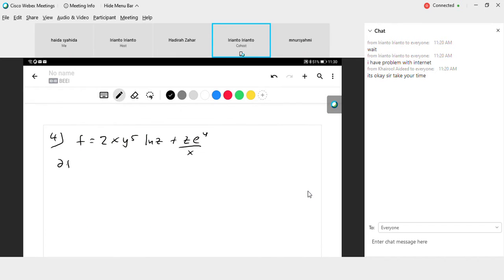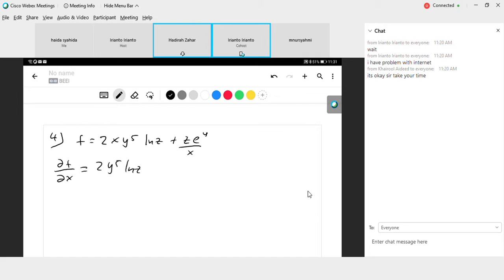So the partial derivative of f with respect to x will be, okay, differentiate with respect to x. What will I get for the first term? For this one, what will I get? 2y^5 ln z, okay, correct, because we differentiate with respect to x. Plus z e^(y/x).